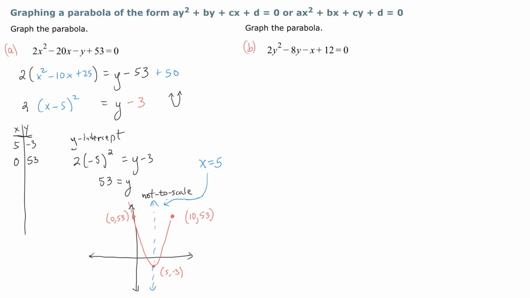And play connect the dots, and you get a parabola opening up, and this actually has a minimum value in the y direction. You can do a similar thing for part B. The key is completing the square. This time we're going to complete the square on the y values.